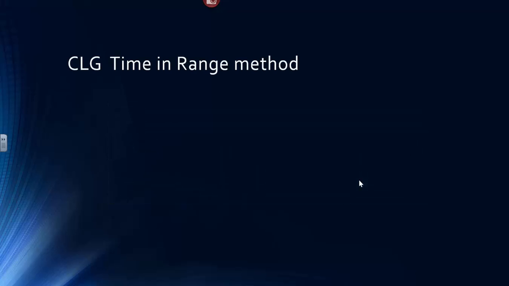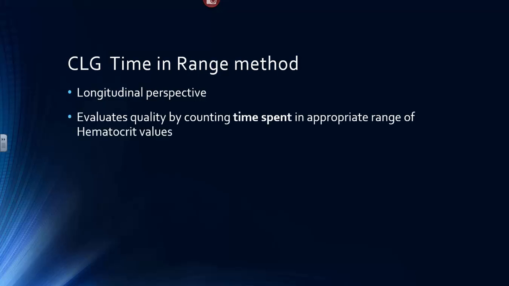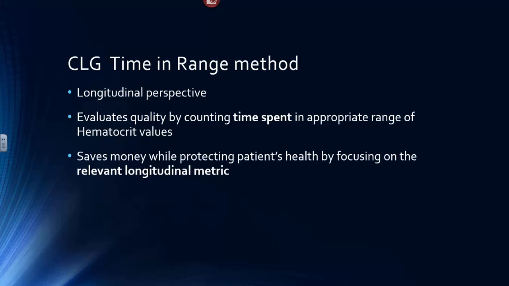That's the CLG time and range method. Longitudinal perspective evaluates quality by counting time spent in the appropriate range of hematocrit values. You save money while protecting patients' health by focusing on the relevant longitudinal metric.